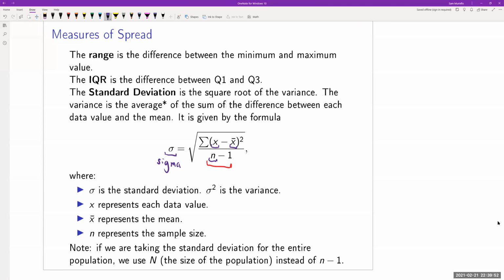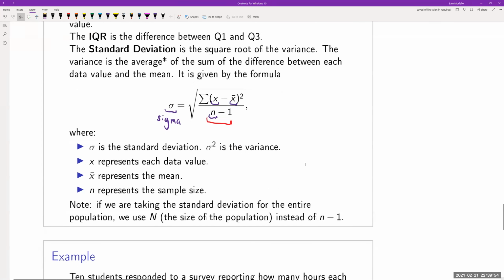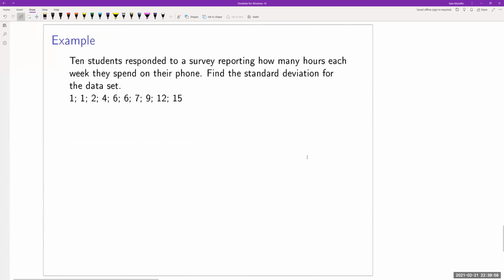What we will do is go through an example. So let's take a look here. 10 students responded to a survey reporting how many hours each week they spend on their phone, and we want to find the standard deviation for this data set: 1, 1, 2, 4, 6, 6, 7, 9, 12, and 15.